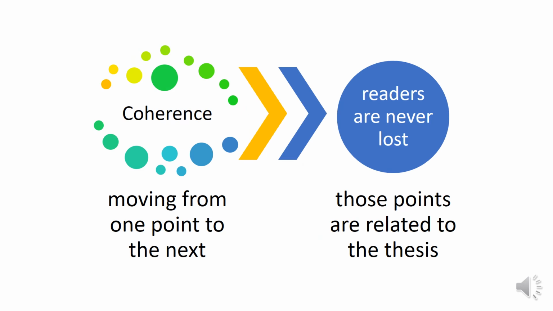And at last we have coherence. We mean a coherent paper is one in which the readers are never lost. They know when they are moving from one point to the next and how those points are related to the thesis.